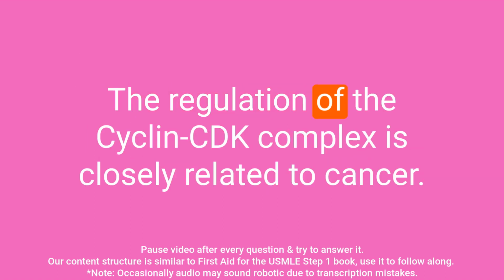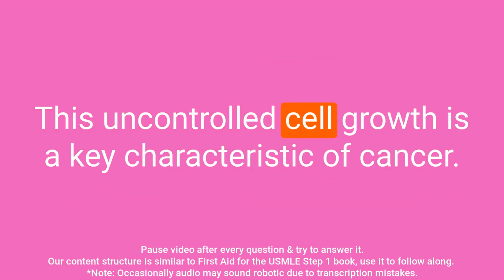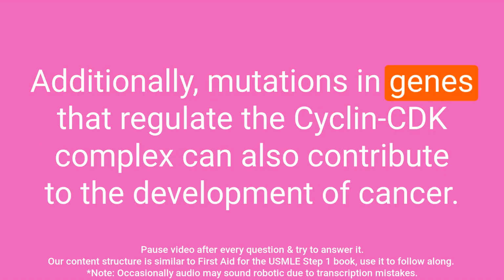Question: How does the regulation of Cyclin-CDK complex relate to cancer? Answer: The regulation of the Cyclin-CDK complex is closely related to cancer. When the Cyclin-CDK complex is not functioning properly, it can lead to errors in the cell cycle, which can cause cells to divide uncontrollably. This uncontrolled cell growth is a key characteristic of cancer. Additionally, mutations in genes that regulate the Cyclin-CDK complex can also contribute to the development of cancer.